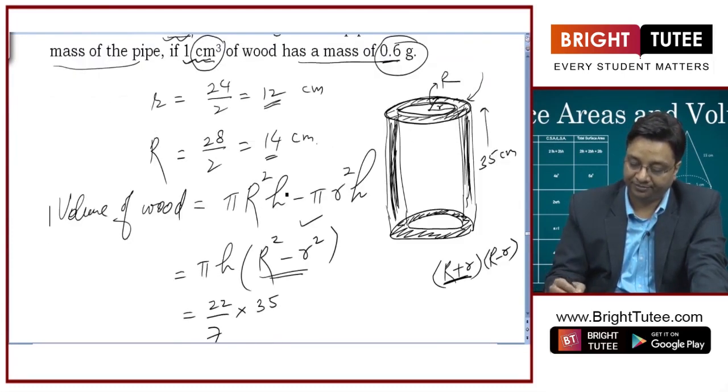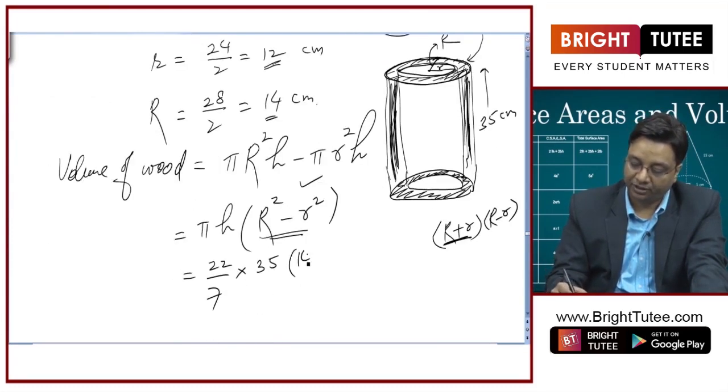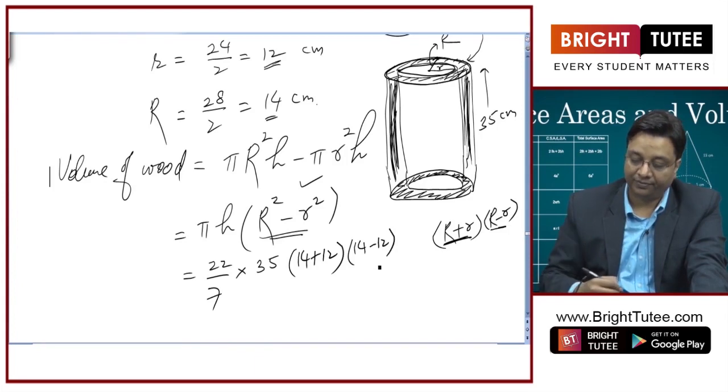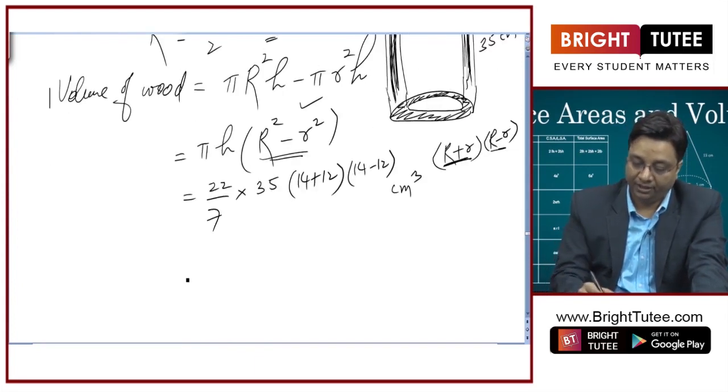12 plus 14, or you can say 14 plus 12, and what is capital R minus small r? It is 14 minus 12, right, and this volume will be in centimeter cubes.